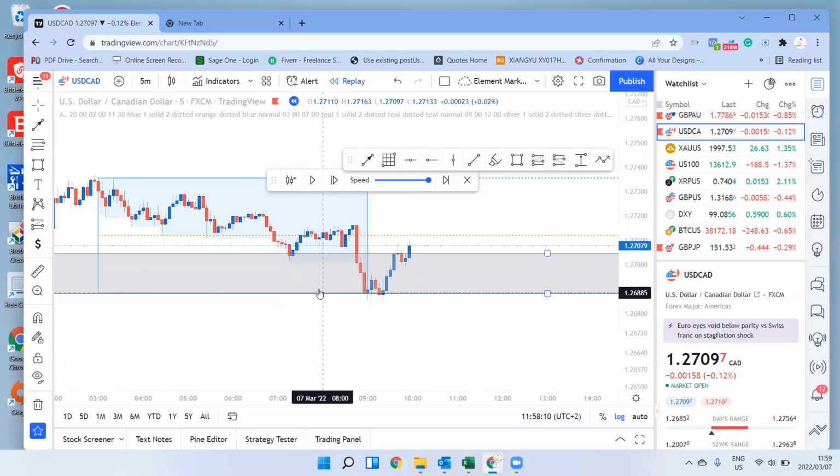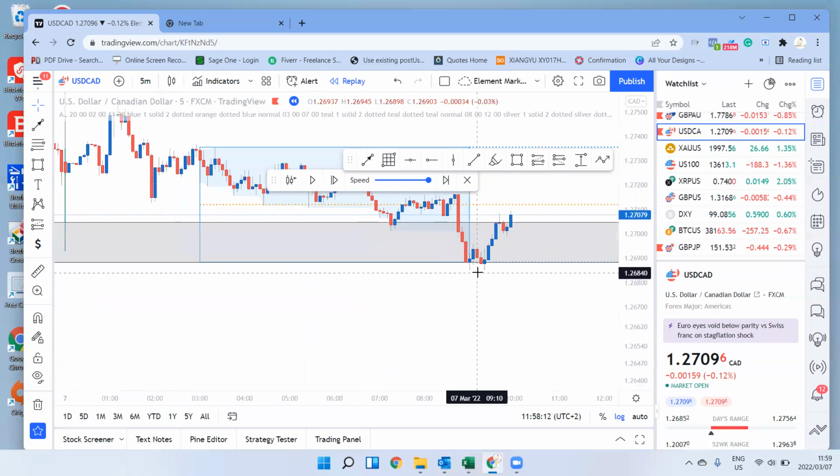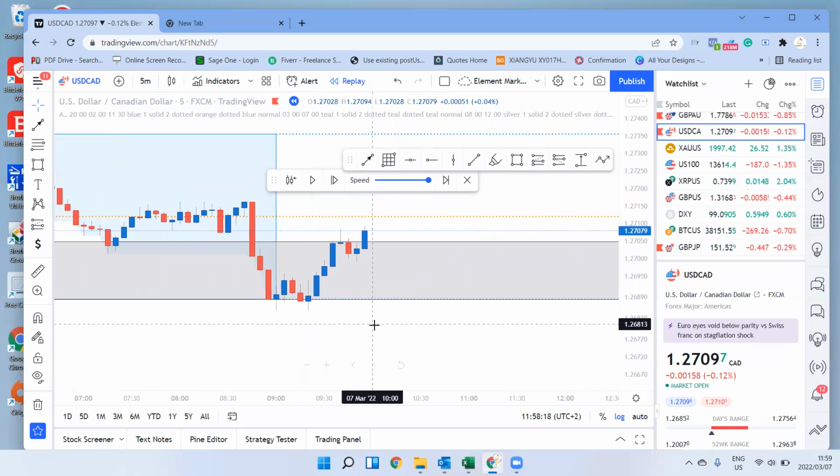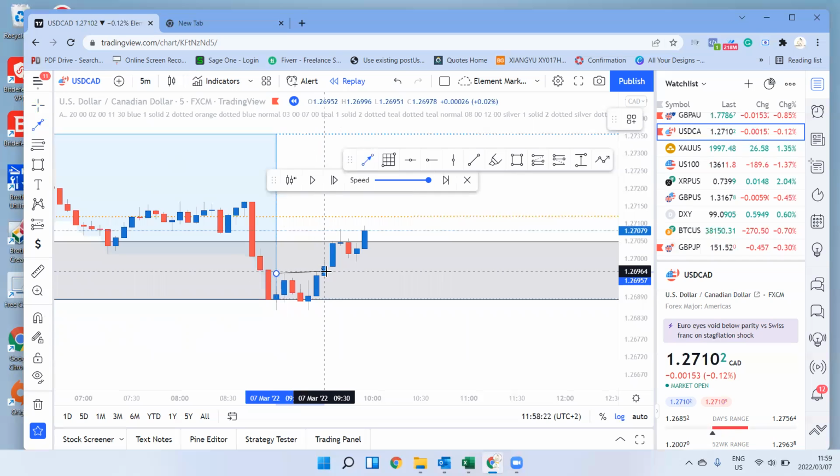So what I was looking at was this Asia low getting taken out in my demand zone. And that's what happened right there. And then we broke structure on the 5-minute. The structure break on the 5-minute was right here.